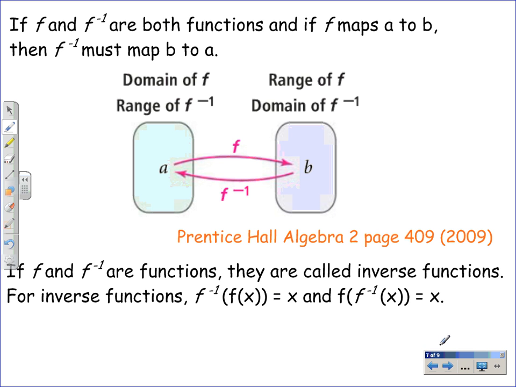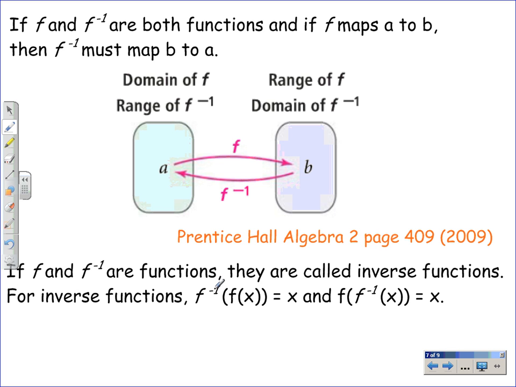If f and f inverse are both functions and f maps a to b, then f inverse must map b to a. Here we have a nice image, the domain of f and the range of f inverse, the range of the function f and the domain of f inverse. You can see that there, they map back and forth to each other. So we can conclude that if f and f inverse are functions, they are called inverse functions.